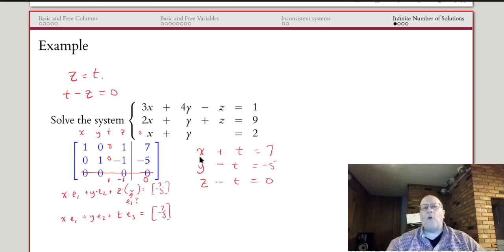We're going to solve each equation for x, y, and z. We're going to get x, y, and z by itself. So x is equal to t plus 7, or minus t plus 7. Y is equal to positive t minus 5. And z is equal to t.